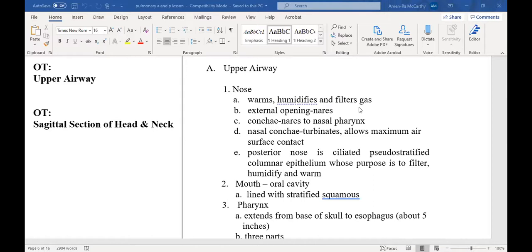It has the external opening, which is what you call the nares, right? And then we have something called nasal concha. The concha turbinates allow maximum air surface contact. So what they're saying is this. The nasal concha is this area up in here, okay? As the air goes in through the nose, it swirls around in the nasal turbinate or the nasal concha before it goes down. It swirls around like a maze. It's like a maze in your nose called concha.